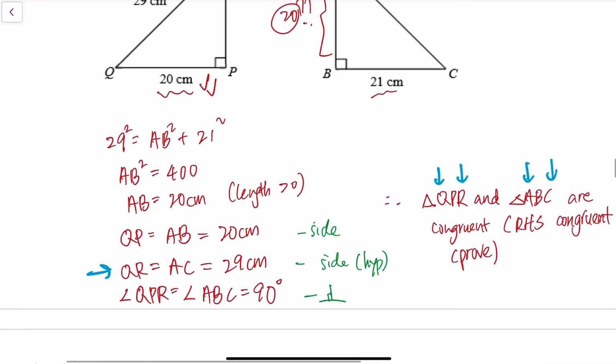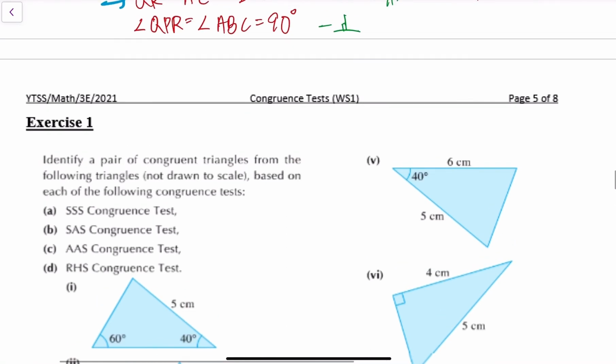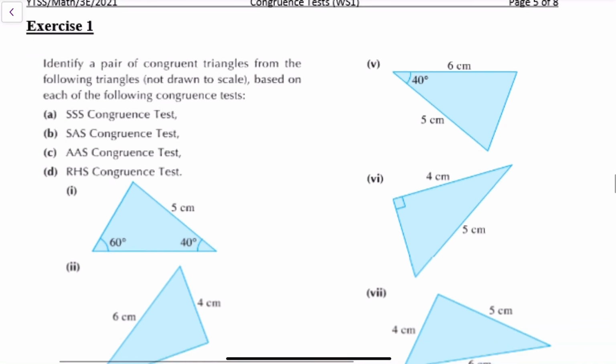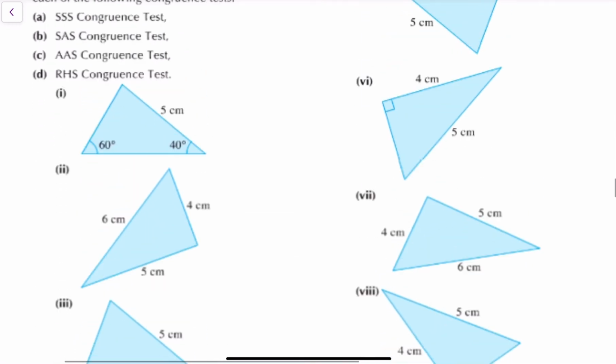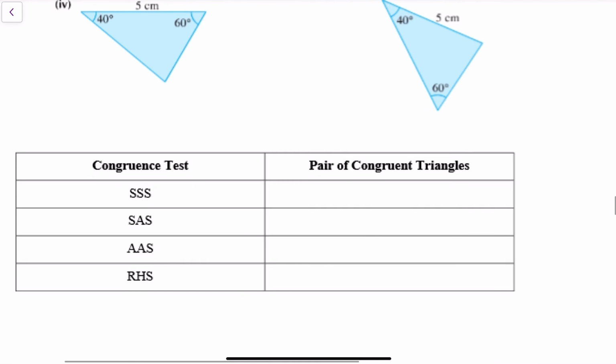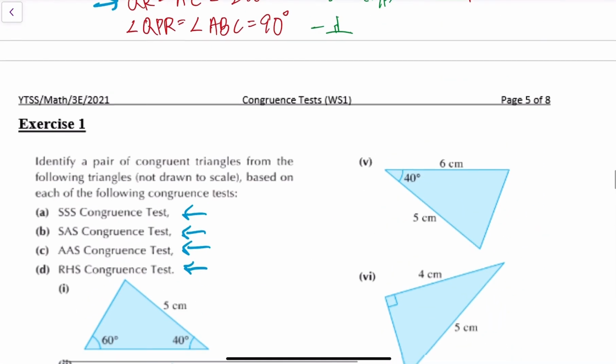Alright, that is all. Now, can I get all of you to try to complete exercise 1? I'll see you again in the next video to show you the answer. Exercise 1 requires you to use the 4 rules that you have already learned and write down which rule for each of them. So there's a table here, fill it in. Which pair of congruent triangles can be used for which rule? This will take some time for you to finish. Once you are done, then you will look at the next video for the answer.